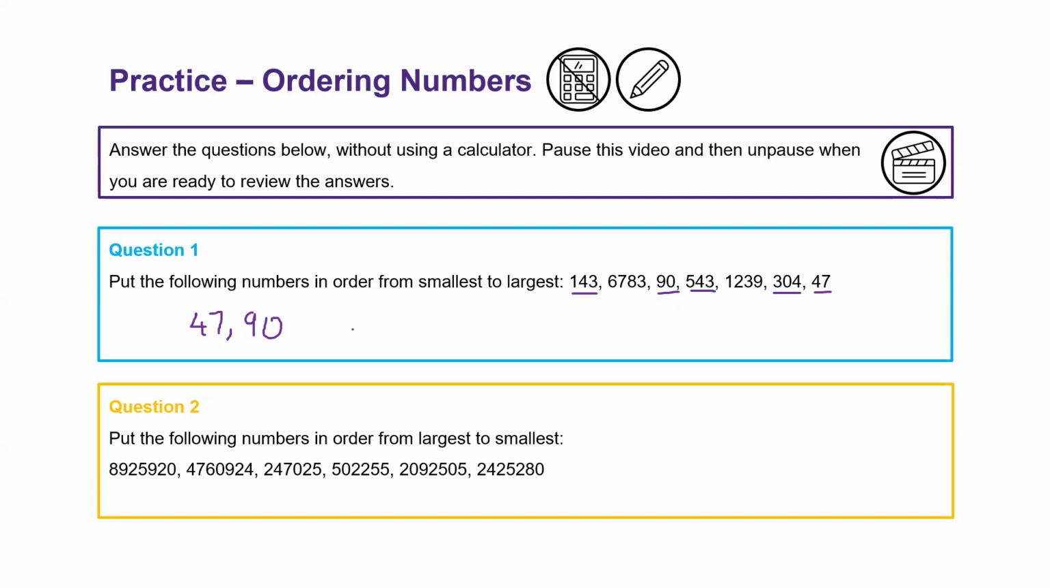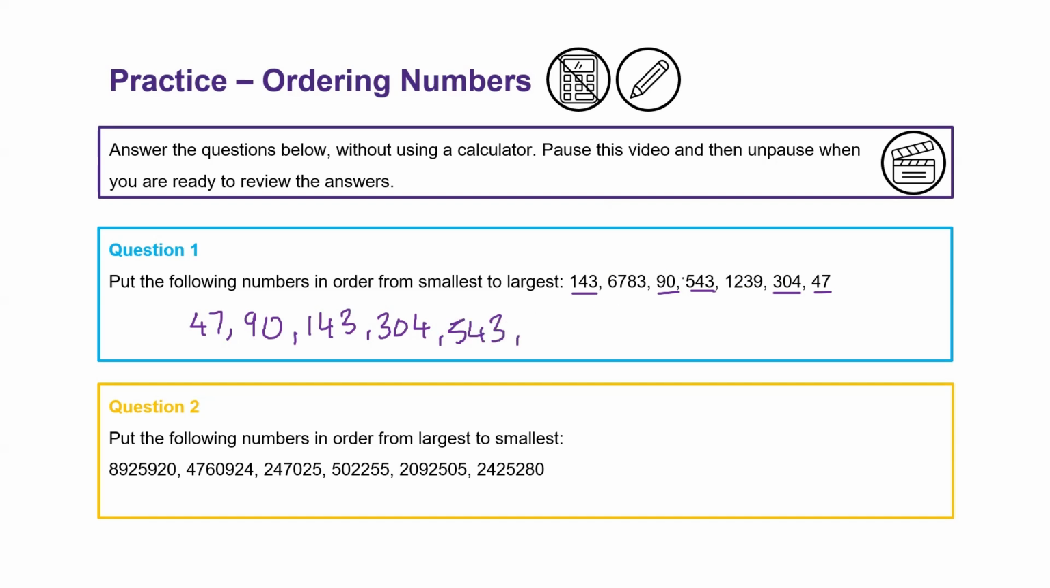This one begins with a 1, so that must be smaller. Okay, and then we have 304 next. Okay, then we have 543. Finally, I'm going to look at my 4-digit numbers.